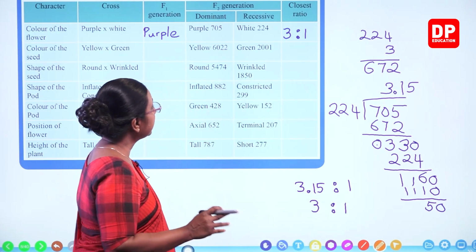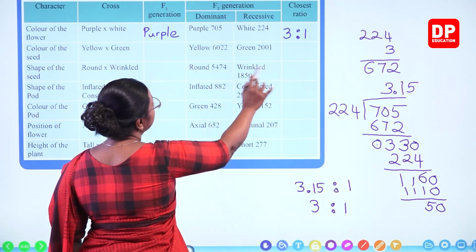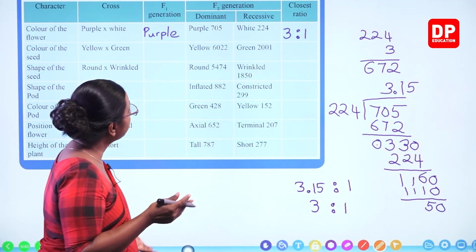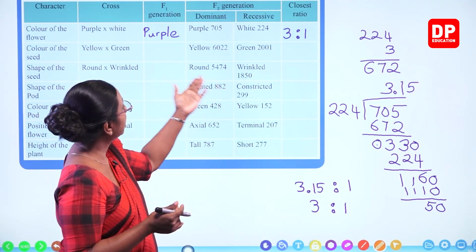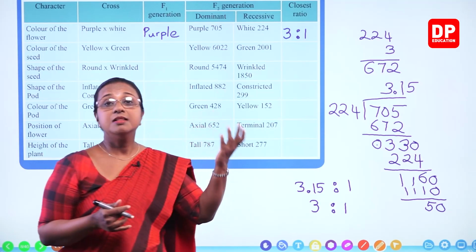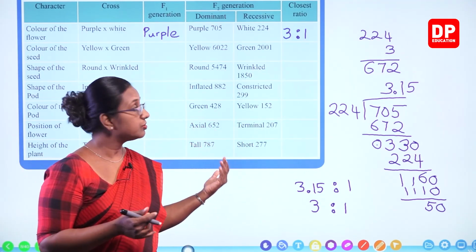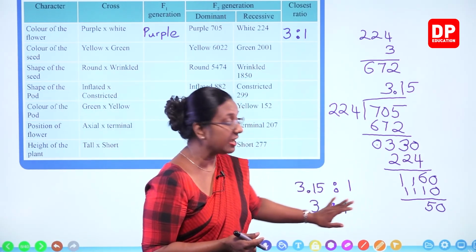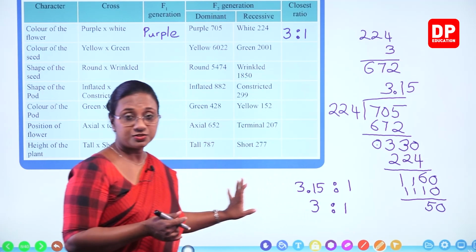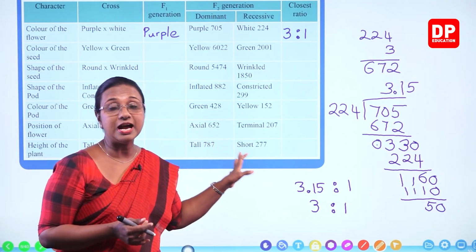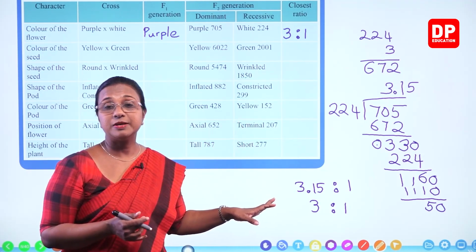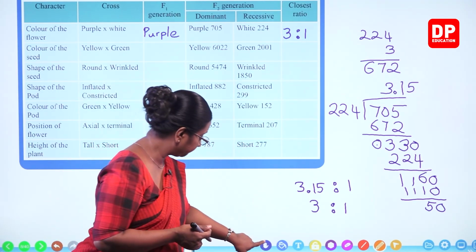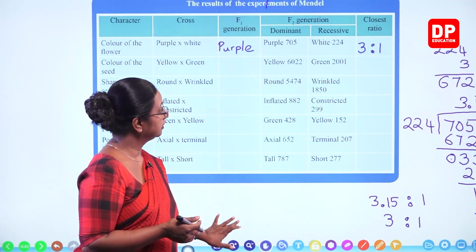But we can get the closest ratio as 3:1. The same way, if you take the second set of observations, 6022, 2001, from there also you can easily see 2000 and 6000. 6000 is 3 times 2000. So, closest ratio is going to be 3:1. If you want, you all can divide and check. But that is not really necessary because we already understood from Mendel's experiment all the ratios were close to 3:1.